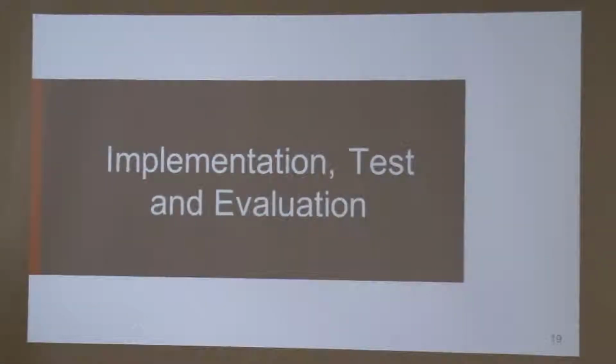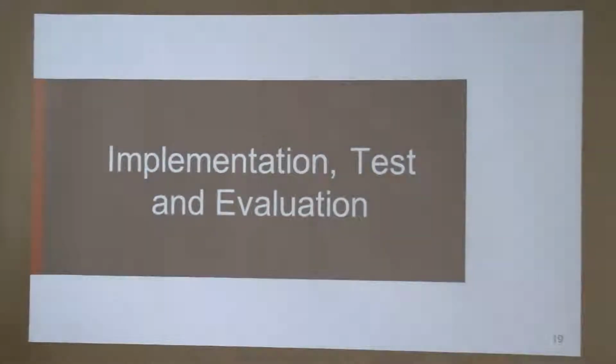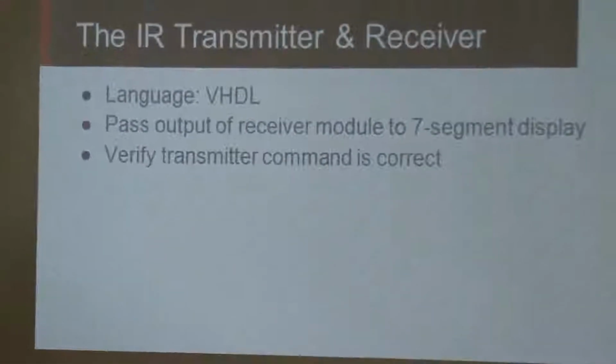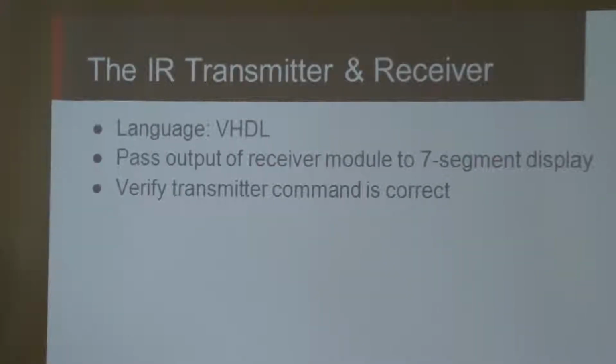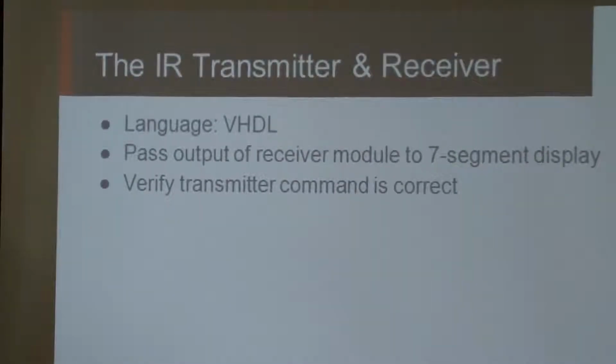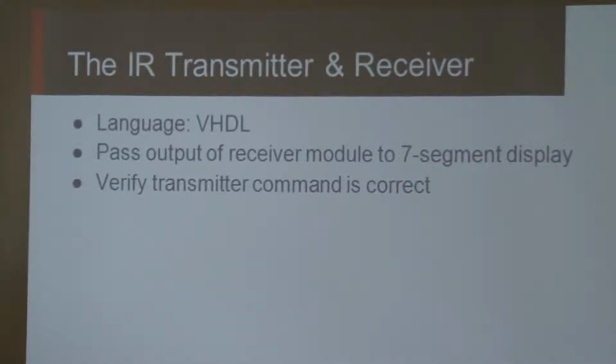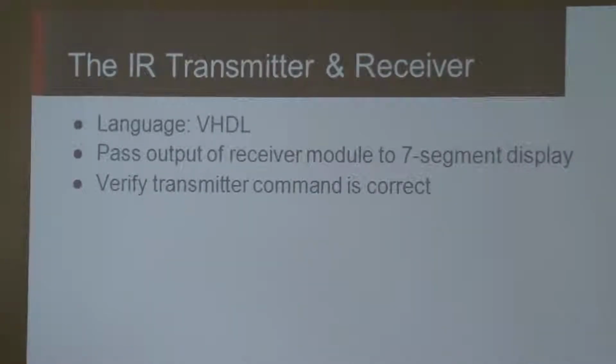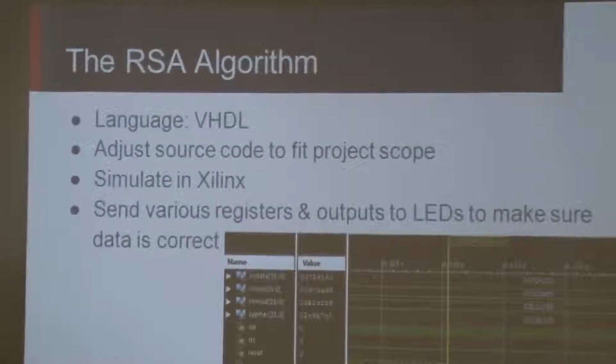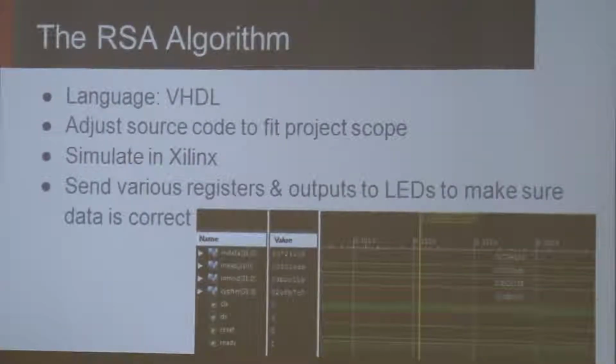So how do we implement, test, and evaluate all of these different system components? Mainly we use three software tools: Quartus, Xilinx, and Arduino. Our first system components were the transmitter and the receiver. If you recall, the receiver is located on the board. So we wanted to use the remote to send a command to the receiver, and make sure that if we press, for instance, a 3 on the remote, we can verify on the board that we're receiving a 3. Then we came to the algorithm, which is receiving our command.